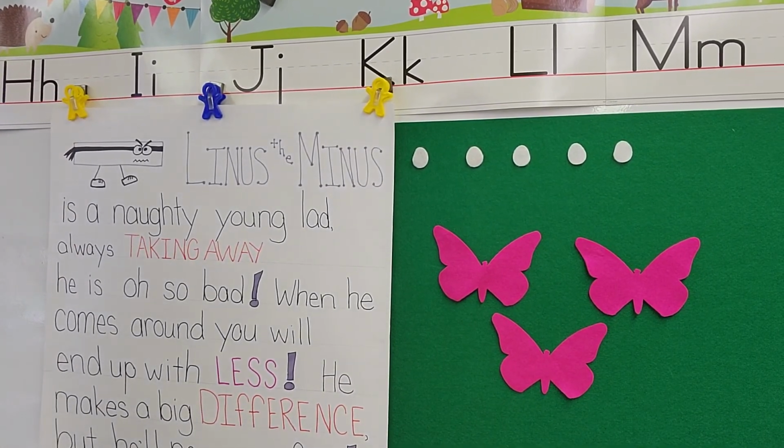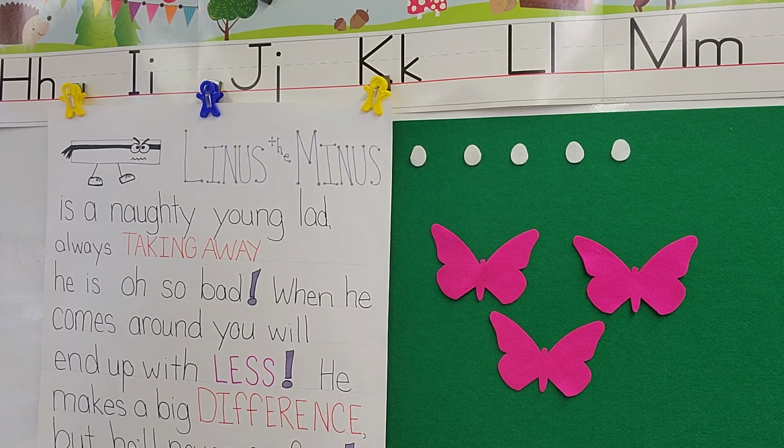Okay, so we're going to talk a little bit about subtraction. We're going to talk about minus the minus. So let's say our minus the minus poem. Okay, let's just say it. Ready? Linus the minus is a naughty young lad, always taking away. He is oh so bad. When he comes around, you will end up with less. He makes a big difference, but he'll never confess.